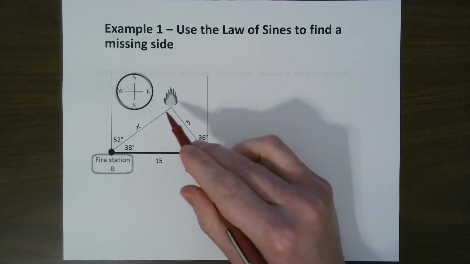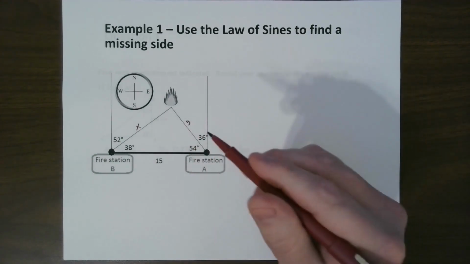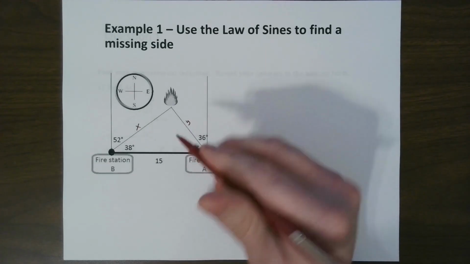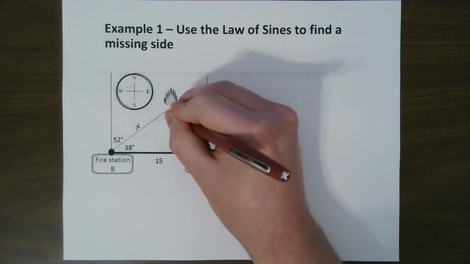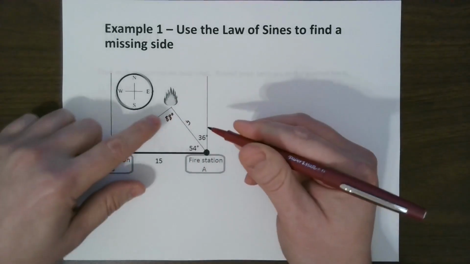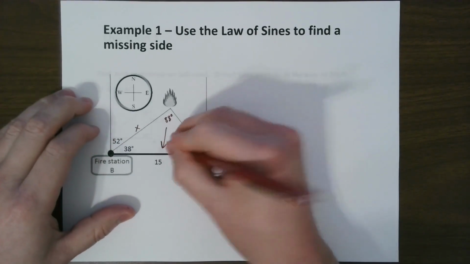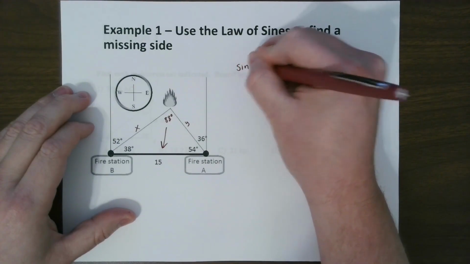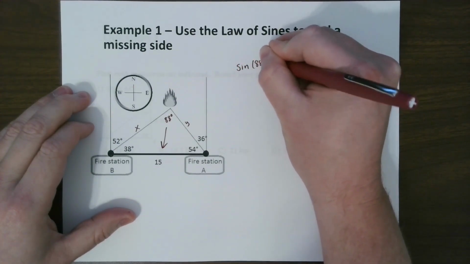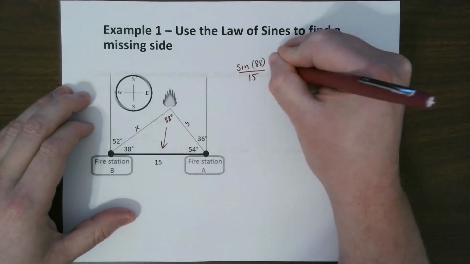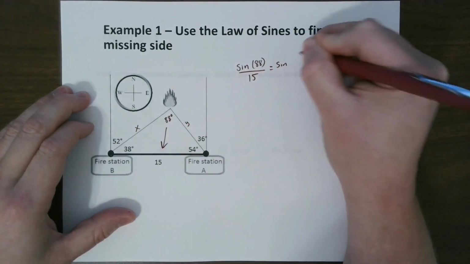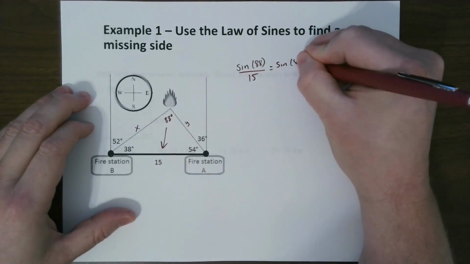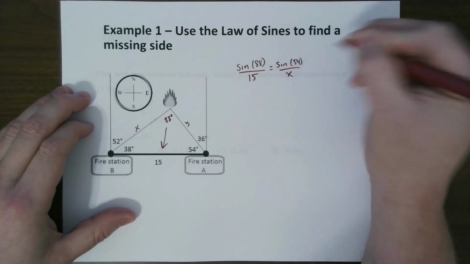But we can find the degree right here because triangles add up to 180. So if you go 180 minus those two, you get 88 degrees. Now we have a connection, an opposite, which is what we're looking for. So we're going to first find x. So sine of 88 over 15 equals sine of 54, because we're trying to find x, over x.